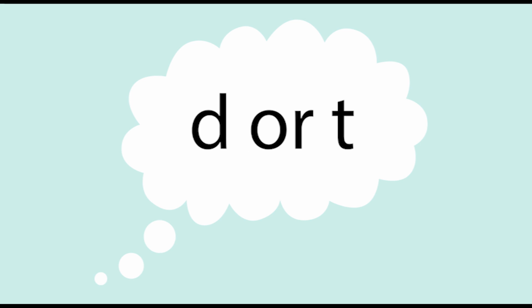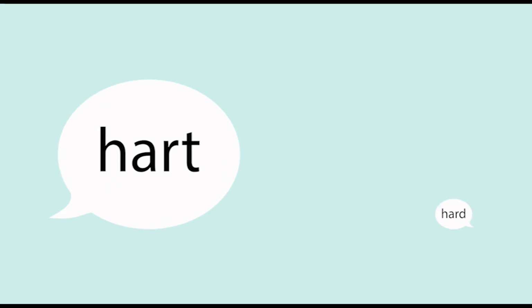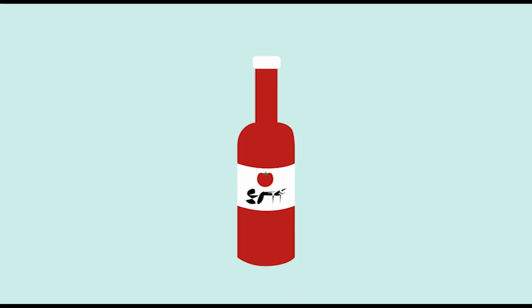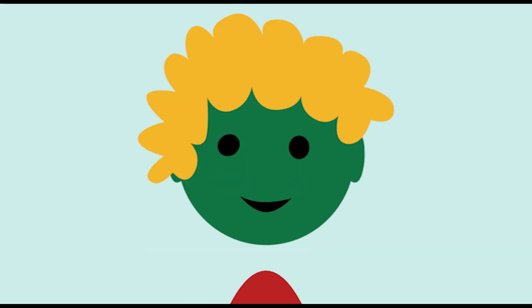Something worth remembering. A D or a T at the end of a Dutch word is pronounced exactly the same. Hart sounds the same as hard. Vind and vint sound exactly the same. So when you're speaking, you don't need to worry about soft ketchup. Zo, ik heb mijn les geleerd.